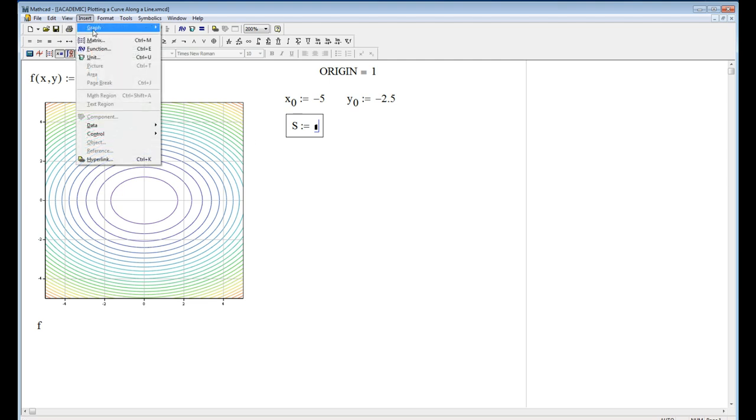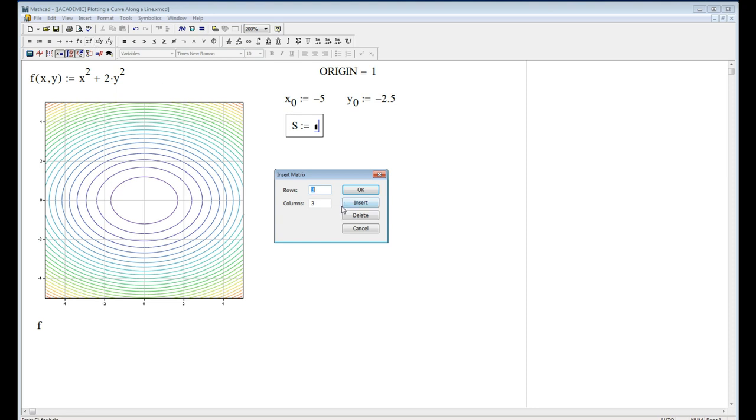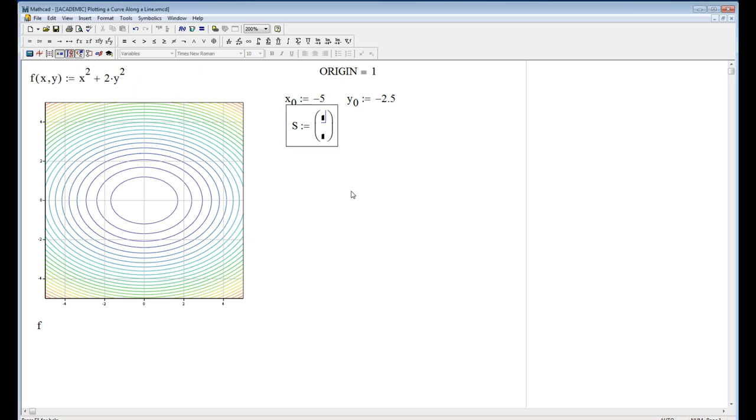Let's see, add a matrix. Now, my search direction is going to have two numbers in it. It's going to be a vector of two rows and one column. The first number tells me how far I'm going to go in the x direction, and the second number tells me how far I'm going to go in the y direction for every unit in the x direction. So I need two rows, one column, and just hit that.